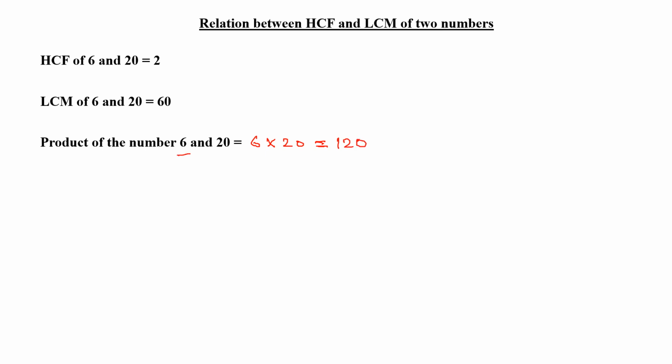These are the numbers which I used to find the HCF and LCM. And if you notice, the product of HCF and LCM, where HCF was 2 and LCM was 60, here also I am getting 120. So the product of the numbers 6 and 20 is 120, and the product of HCF and LCM is also 120.